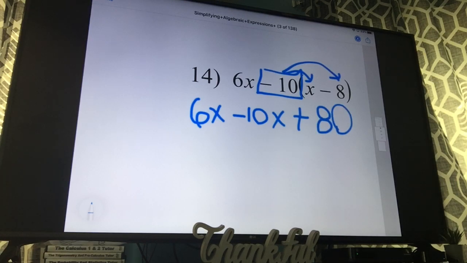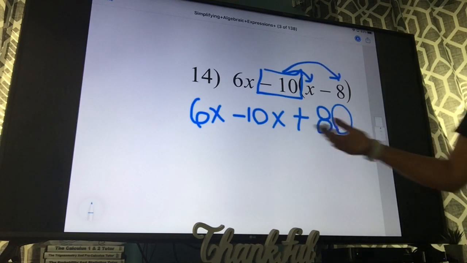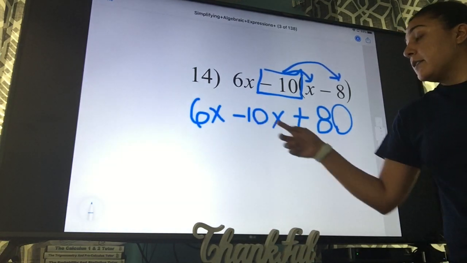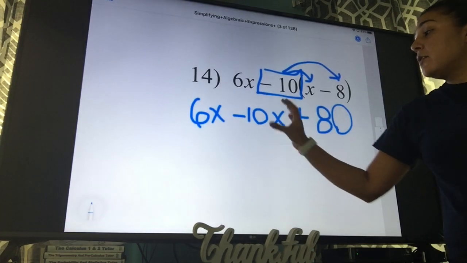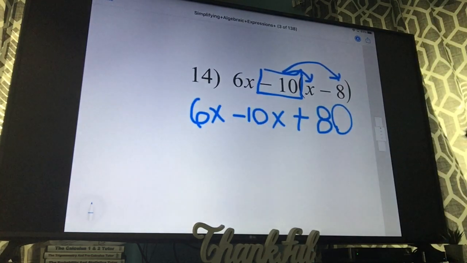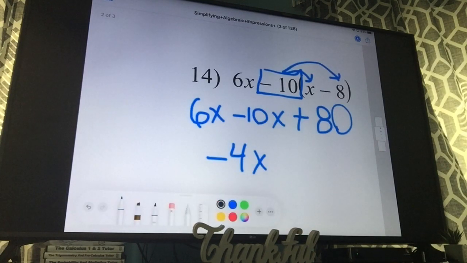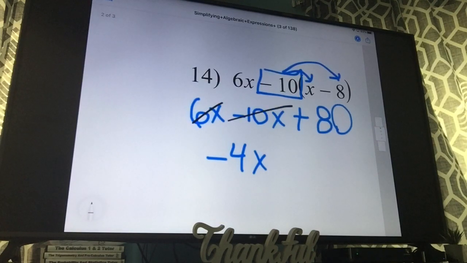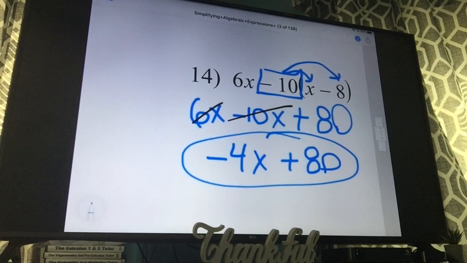Okay, and then same thing, we need to look at last names. Well, what can we combine here? I have an x, and I have another x. So that means these ones can be combined. So 6 minus 10 is going to give you negative 4x. Okay, and so I've used this one, and I've used this one. I have not done anything with the plus 80 yet, and he has no family, so it's just going to be plus 80. That one can't get combined with anything else.